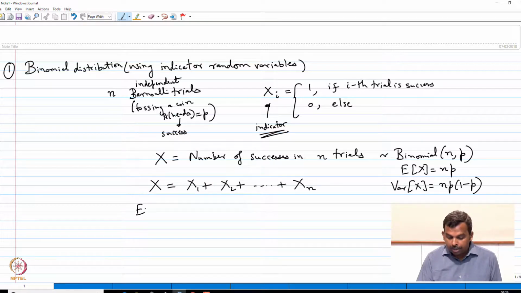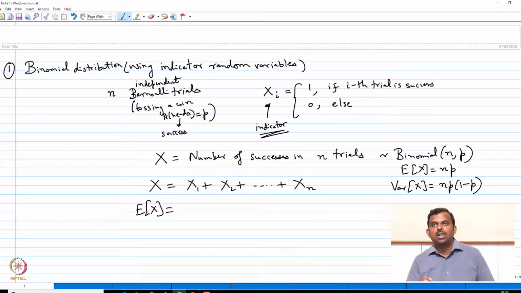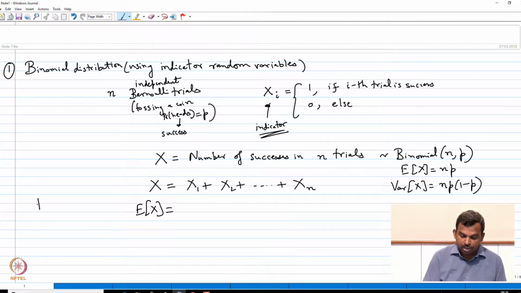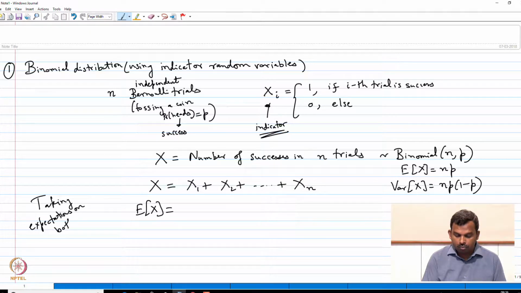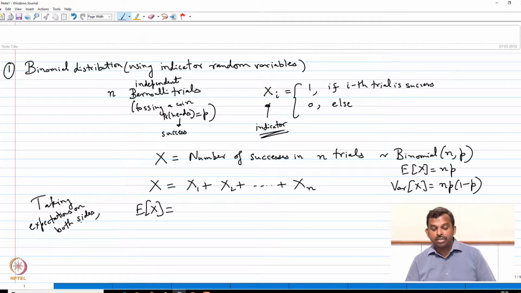If you want the expected value of X, you can think of expectation as some sort of an operator. I have an equation involving random variables, and I can take expectations on both sides. So the expected value of X is written as the expected value of X1 plus X2 plus so on till Xn.